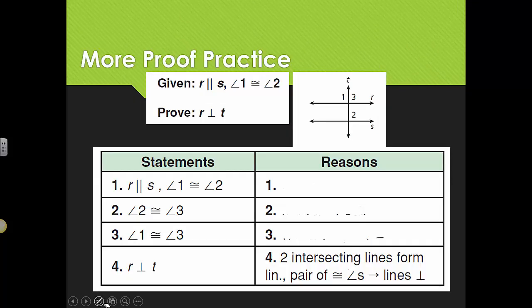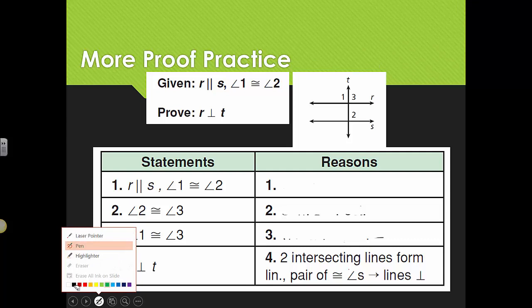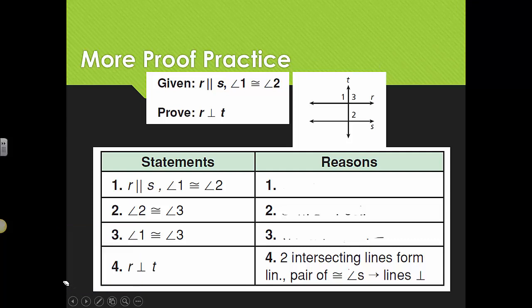All right, so the last thing we're going to do is a little proof practice with those perpendicular proofs. So the first thing we know is that R is parallel to S. I'm going to put my parallel line marks on there. And we also know that angle 1 is congruent to angle 2. We've got to try to prove that R is perpendicular to T. All right, so first we've got R is parallel to S and angle 1 is congruent to angle 2. Those were given to us.